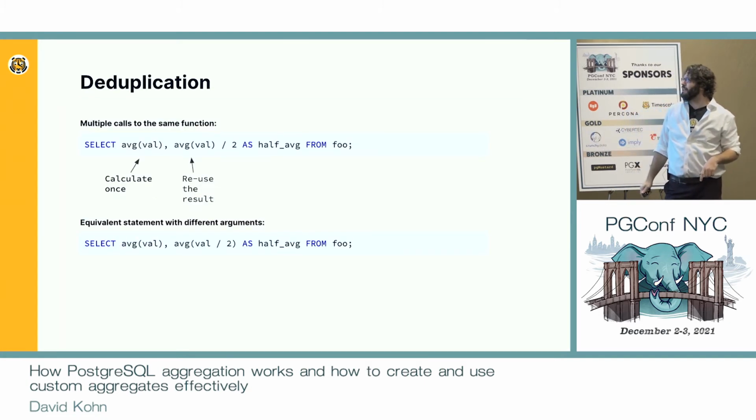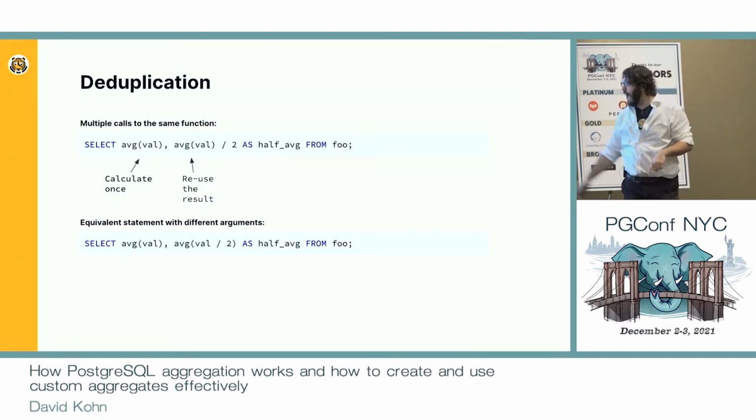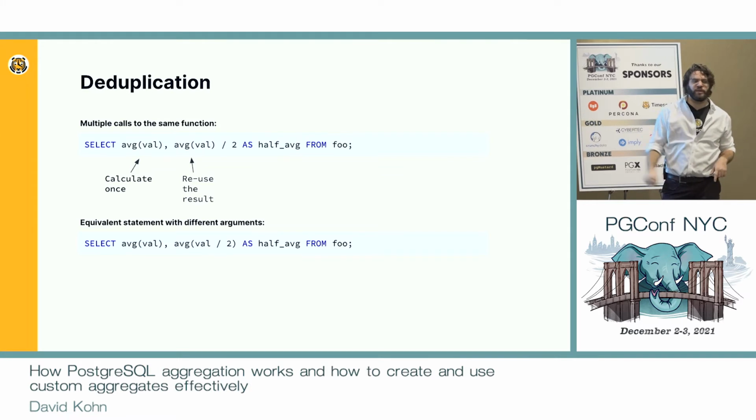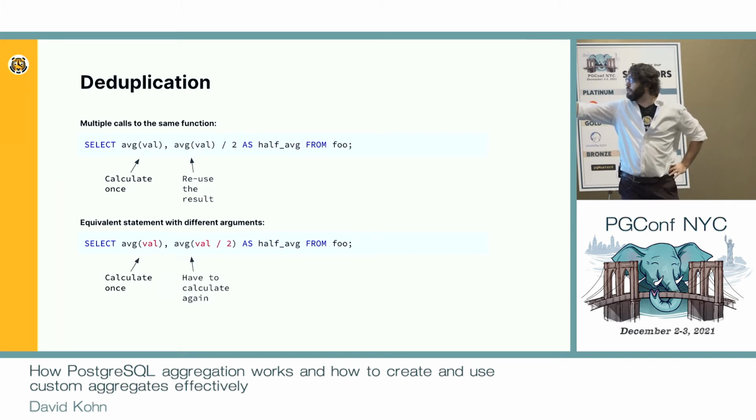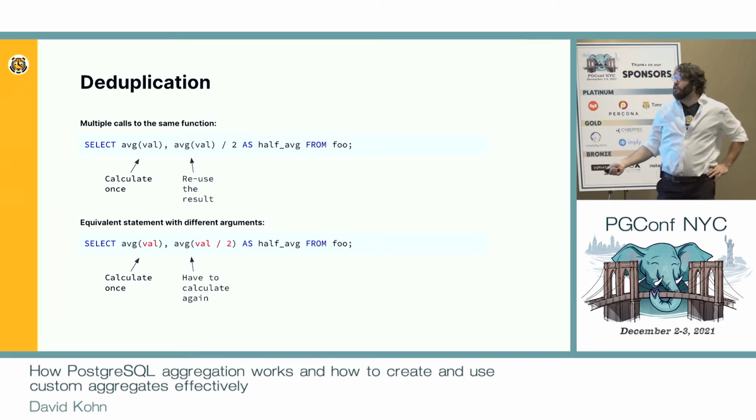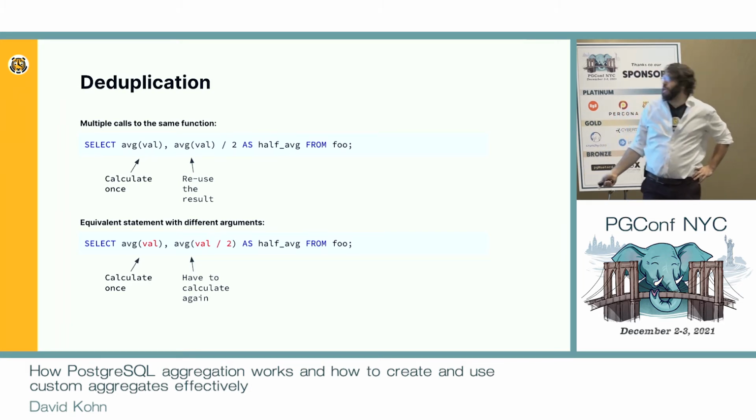Well, what if I did it a different way? What if I did it like that? I did average of val and average of val divided by 2, instead of average of val divided by 2. The planner can't figure that out, right? It doesn't know that this is a simple linear transformation of the overall result, and that I can just do this transformation. It would be very difficult to program that into the planner, even though we can see it very easily. So we have to speak in a way that the planner can understand.